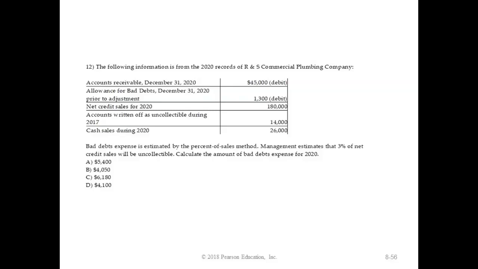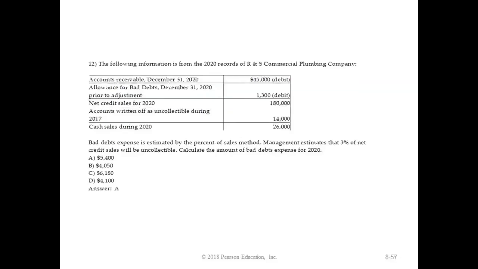Well, let's take net credit sales of $180,000 times 3%. That number should come out to $5,400. And that's how you measure bad debt expense using the percent of sales.